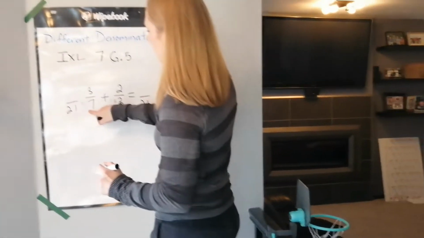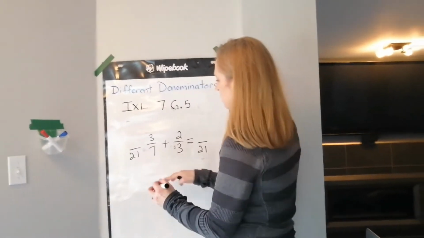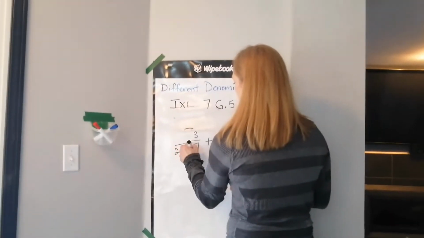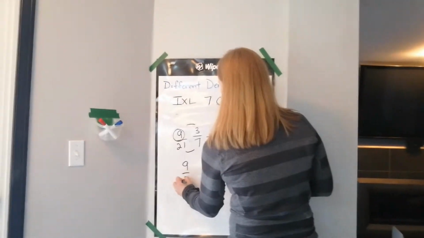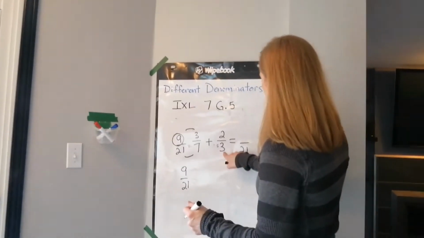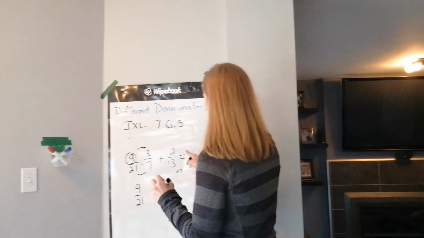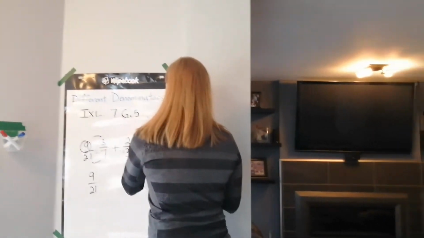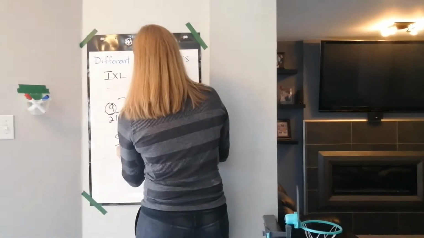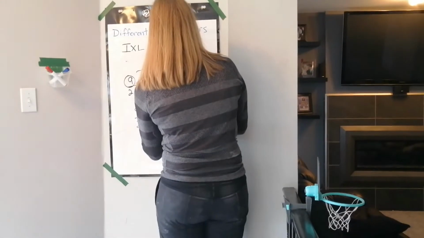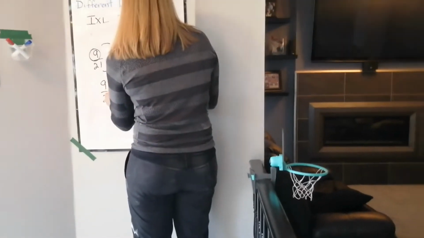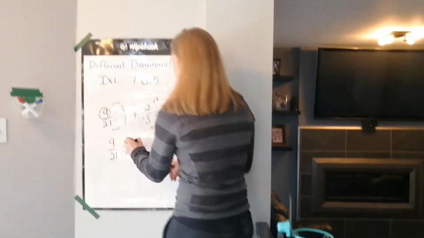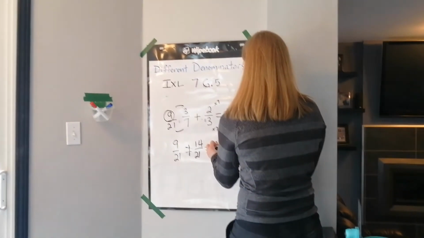So if I want to turn 3/7 into something over 21, I'm going to multiply by 3. I get 9 over 21. 2/3, so 3 times 7 is 21, so I'm going to multiply by 7, and I get 14 over 21. Oops, that should be plus, not equals. 14 over 21. 14 plus 9 is 23.